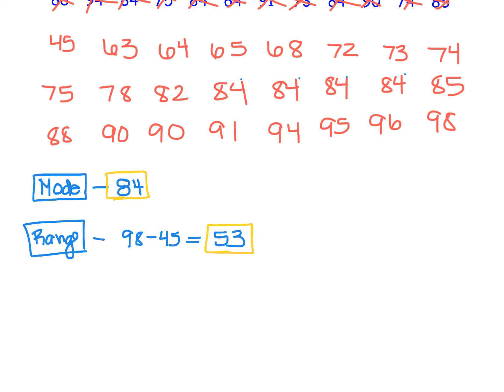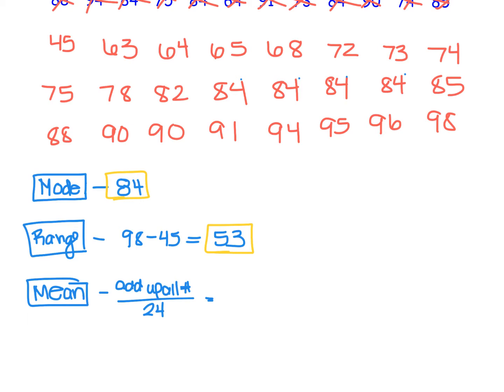The next one I'm going to look at is my mean. And remember, in order to find the mean, we have to add up all of these numbers together, and then we're going to divide by 24, because that's how many numbers we have. So we're going to add up all of the numbers, and then divide by 24, because that's our total number of test scores in this data set.